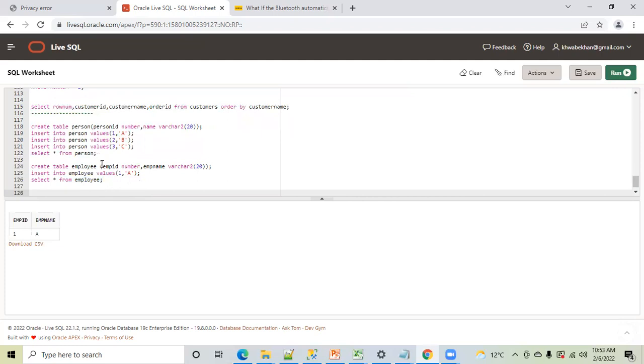Okay, so I have created two tables, person and employee. In person, I have 1A, 2B, 3C data, and in employee, I have 1A data. Now I am writing a query, and I will show you the result as well. But concentrate and try to understand what this query is doing.